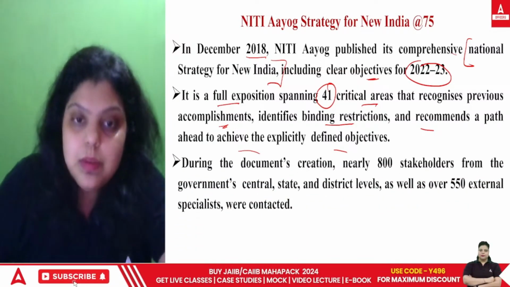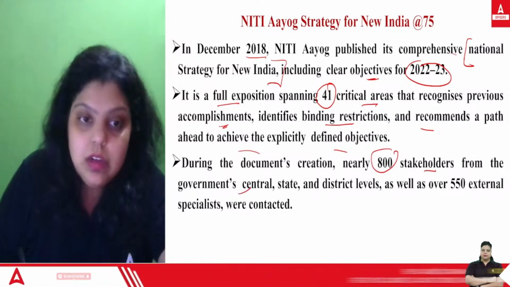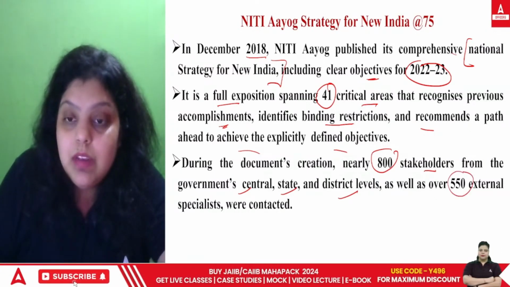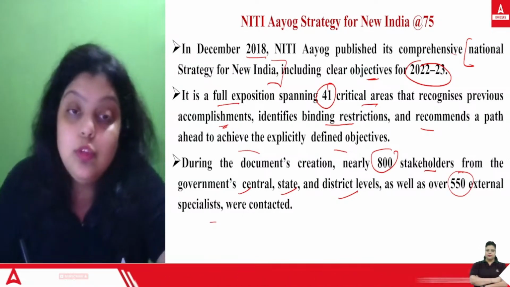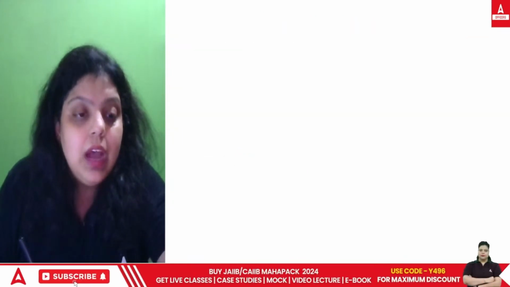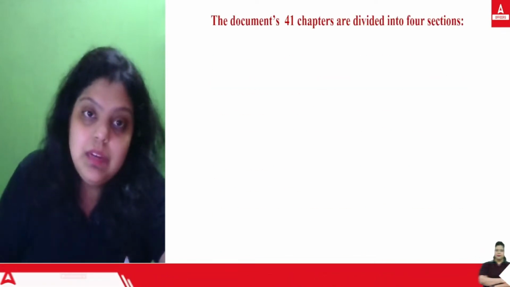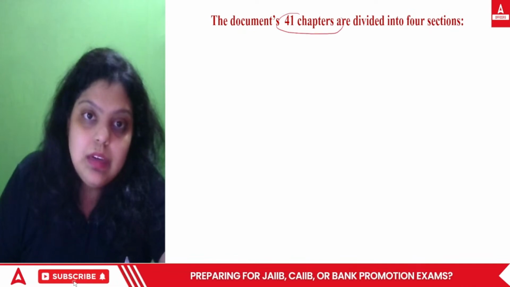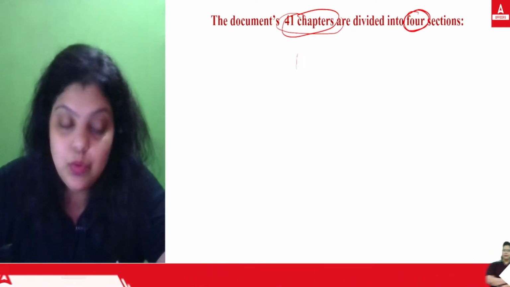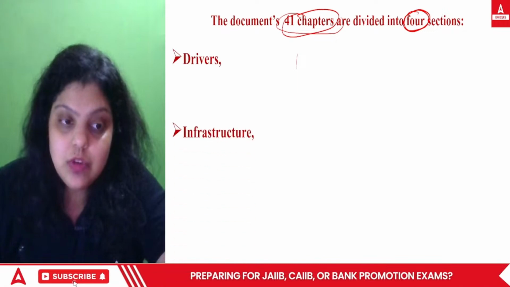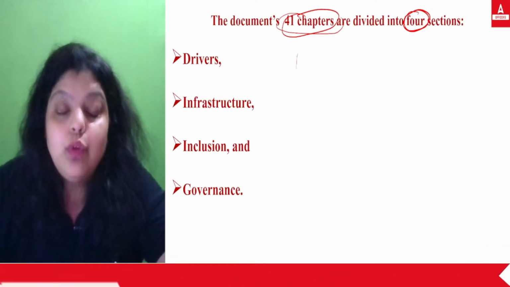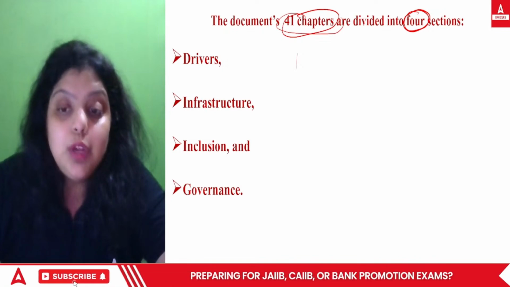Okay, so during the document creation, nearly 800 stakeholders from the central government, the state governments, and the district government level were consulted, as well as over 550 external specialists who were also contacted at the time when this document was created by the NITI Aayog. So a lot of suggestions were taken, and after taking a lot of suggestions, a document was created with 41 chapters. How many chapters are there? 41 chapters, and these 41 chapters have been divided into 4 sections. How many sections are there? 4 sections. The first section is drivers, the second section is infrastructure, the third is inclusion, and the fourth is governance. So these are the 4 sections of the 41-chapter National Strategy for New India document that has been given by NITI Aayog.